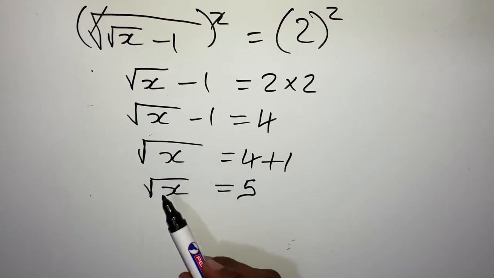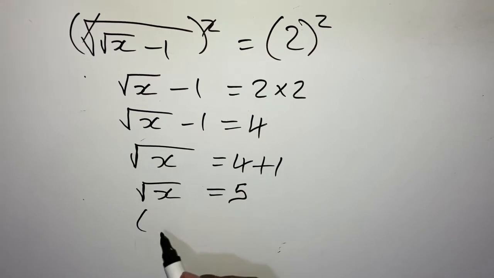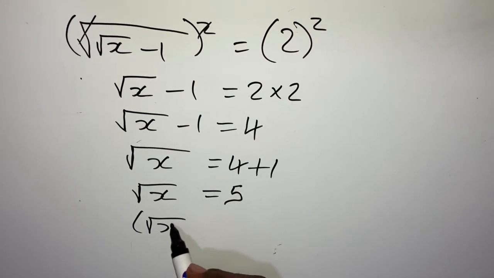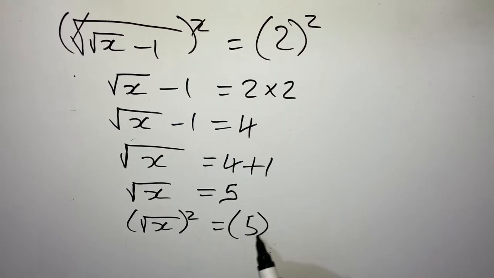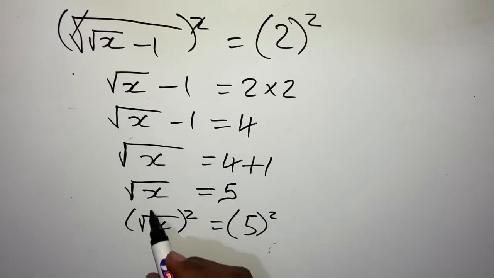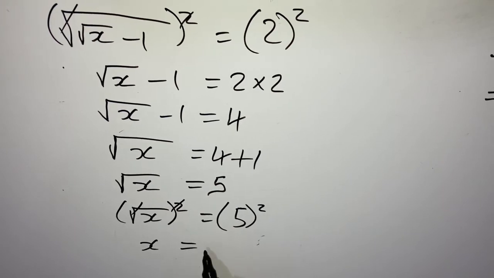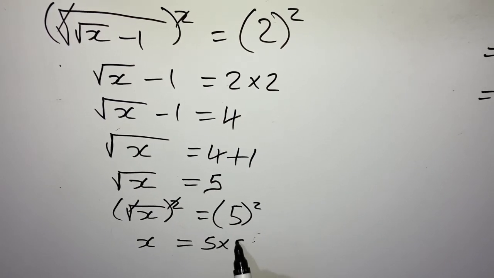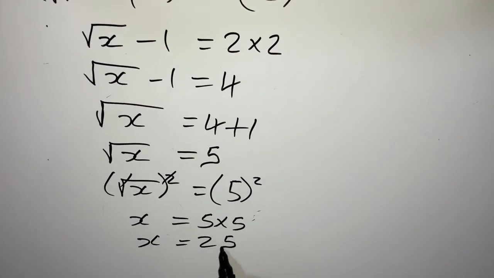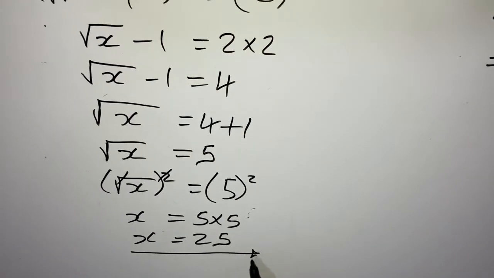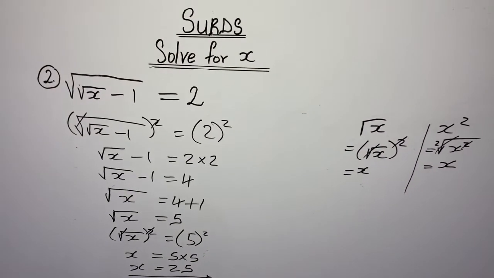From here, I'm solving for x, so I have to remove this root as well by squaring both sides. What I do on the left, I'll have to do on the right. 5 squared. These will cancel. I remain with x is equal to 5 times 5, which will give me 25. So my x for this sum, x is 25. Yeah, we are done with this sum.